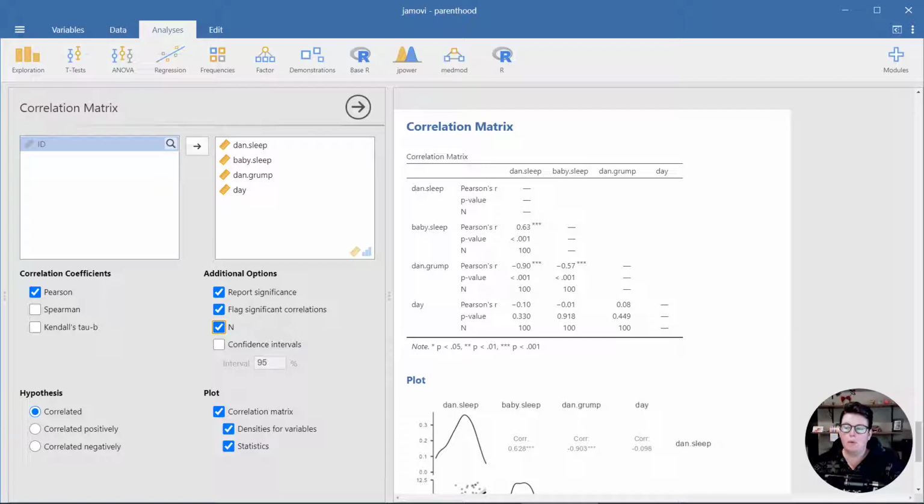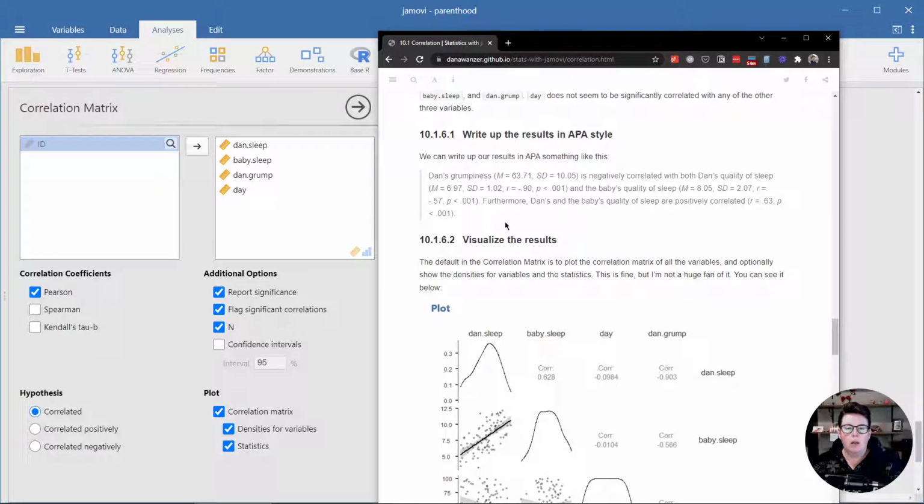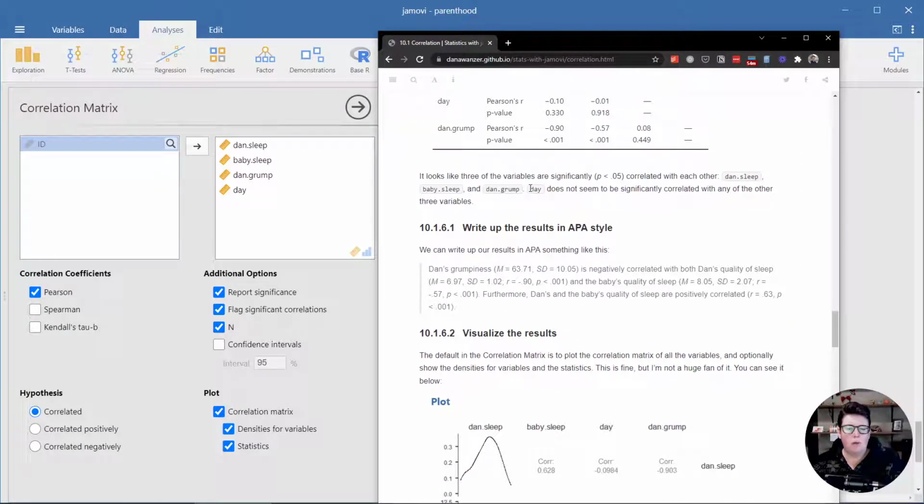And so then we can write it up. So I had the write up here. I don't know what was going through my mind at the time, but I kind of dropped talking about day over here. I really think I should have added that just down here, day with its means and standard deviation. Just say it's not significantly correlated with any of the other variables. So I should have added that to my APA write-up. Keep that in mind.